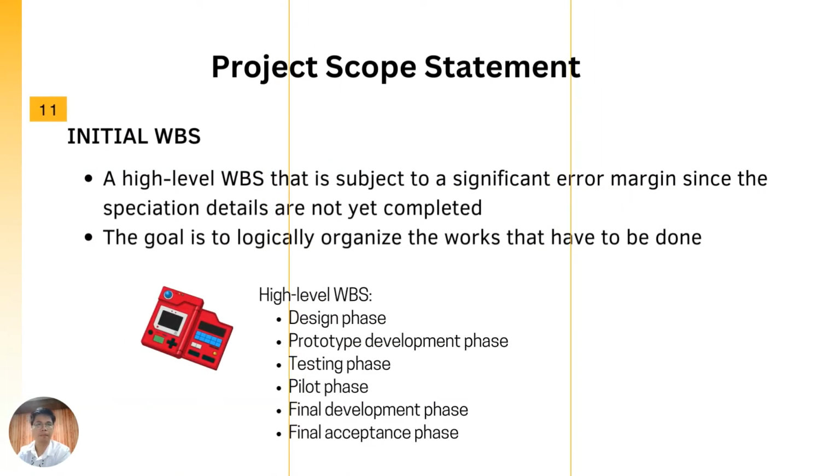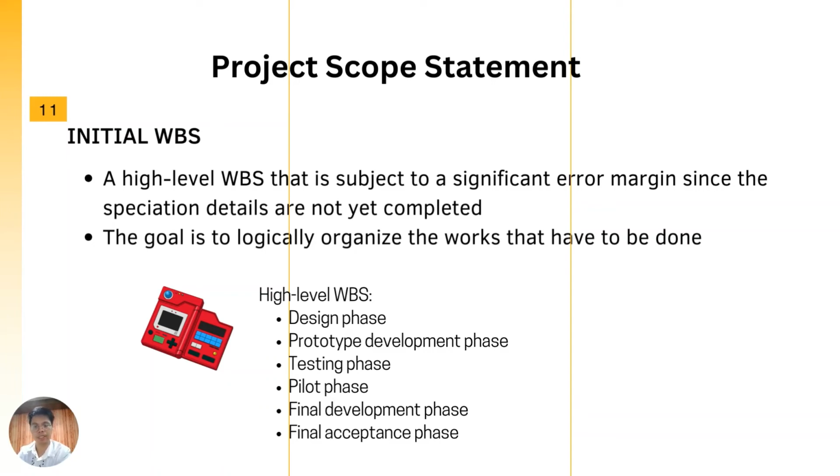11th step for the project scope statement is the initial work breakdown structure, or WBS. The initial WBS for the project is very high level and is subject to significant error margin since the specification details are not yet completed. The goal of the initial WBS at this stage is simply to logically organize the work estimate. This will expand as the scoping process unfolds.